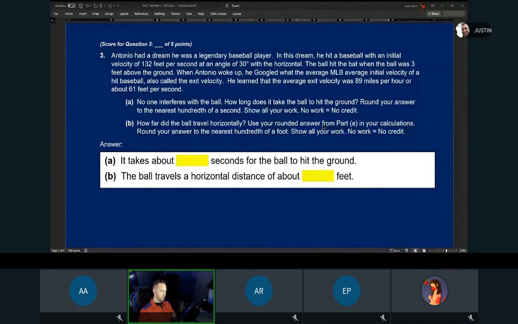And then make sure you round correctly. I think here I said round your answer to the nearest hundredths. Same thing for part B, nearest hundredths. So just like yesterday's, it's not any more tricky or confusing. In fact, it might be a little easier than yesterday. So that's the TGA.